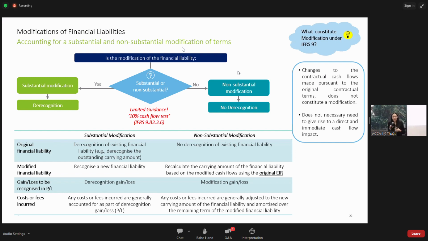But in practice, I never see it. Very rarely. And every financial year, you have to go and determine what is the fair value of that payable.